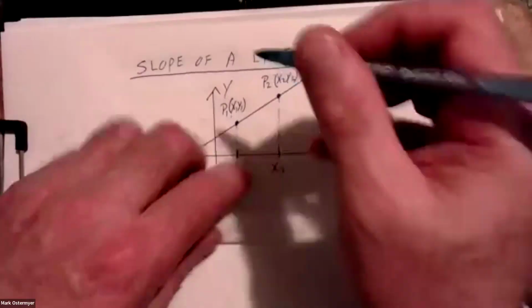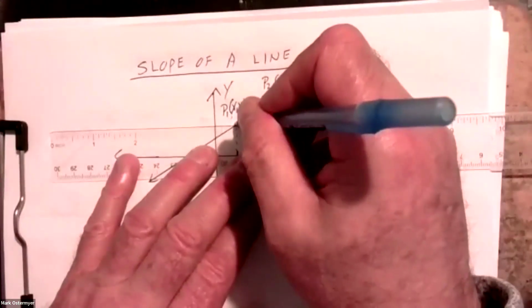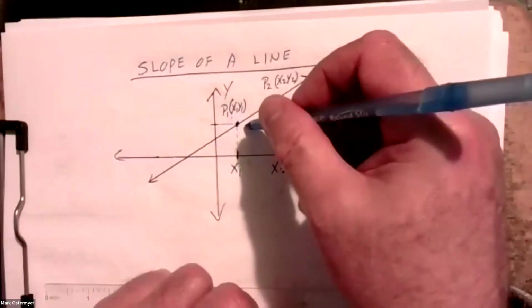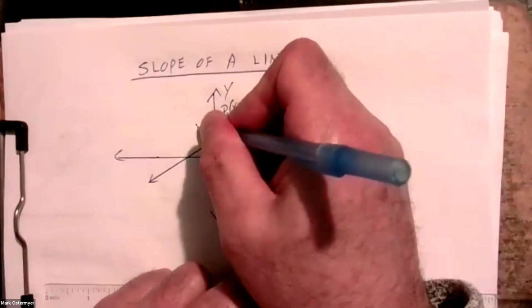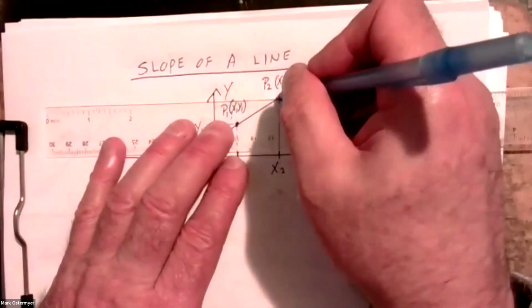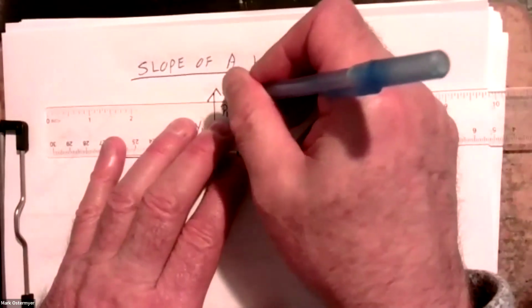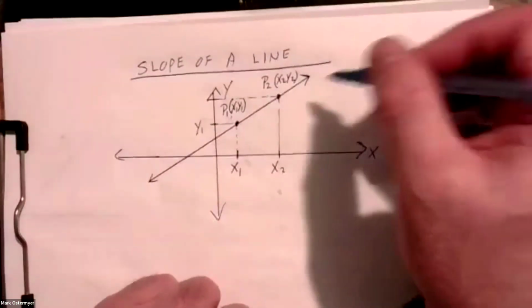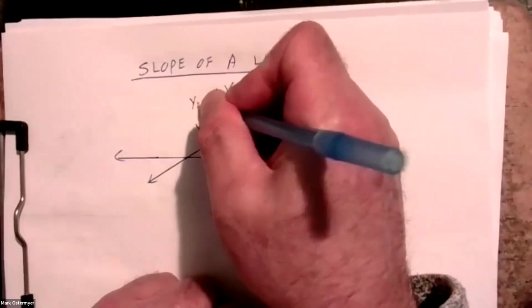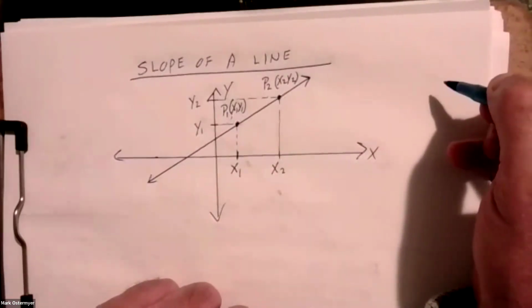If I take this point and project it horizontally back to my y-axis, what tick mark do I strike? What's its y-coordinate? Oh, it's y sub 1. Finally, if I take this point, project it horizontally back to the y-axis, I strike what tick mark value? Well, what's its y-coordinate? Oh, it's y sub 2. Now we understand this picture so far.